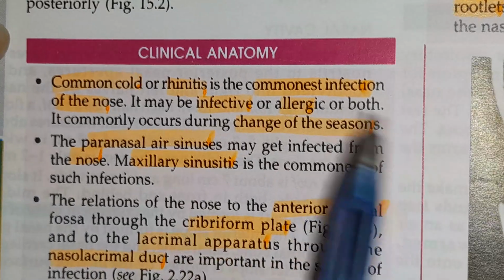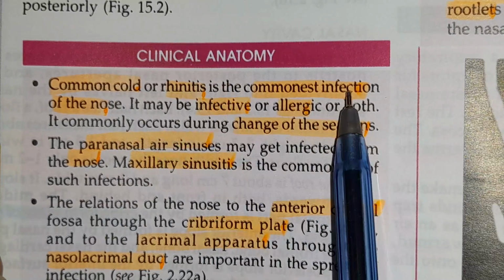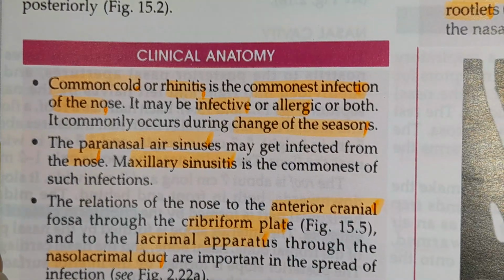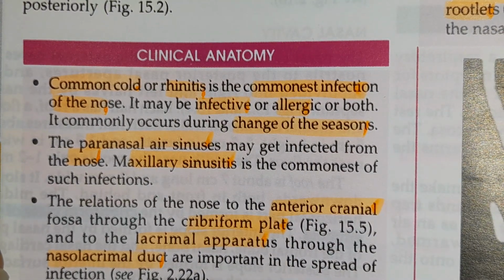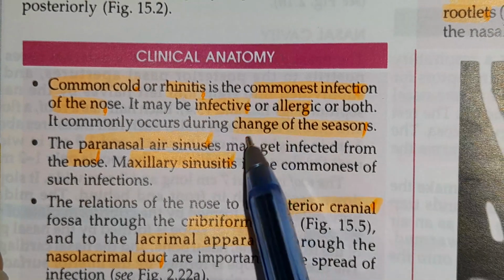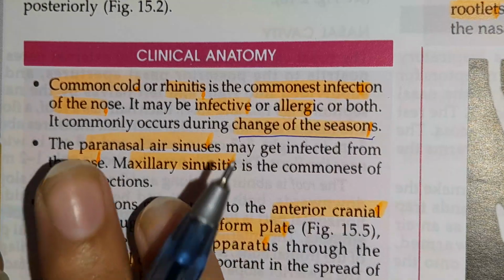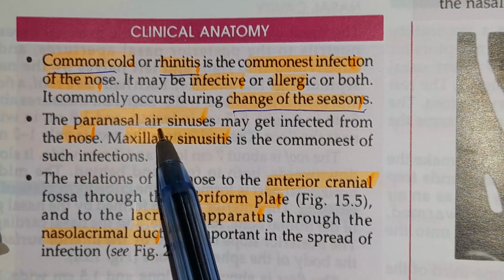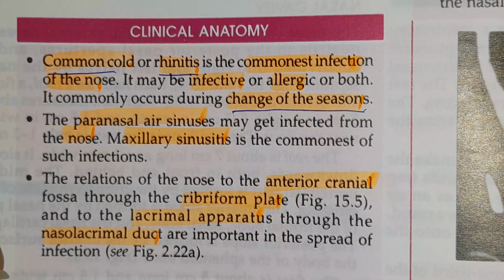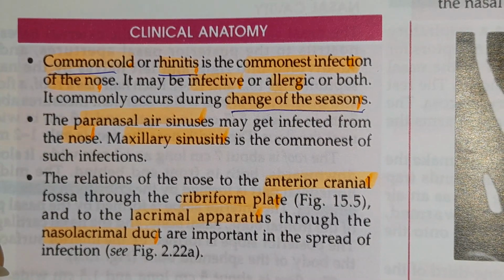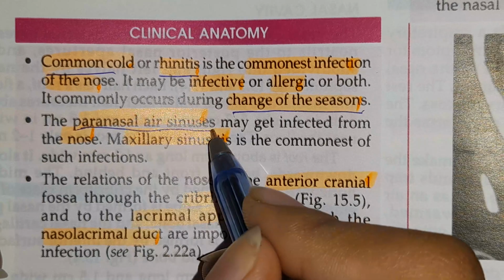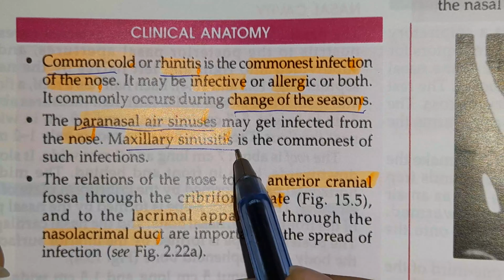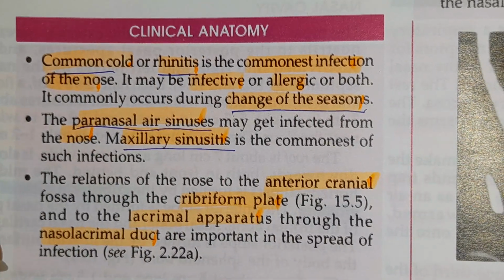Now we will look at clinical anatomy. Common cold, or rhinitis, is the infection of the external nose. It may be infective, or allergic to things like pollen grains, etc. An infection can also take place, like a bacterial infection, and in the change of seasons it is most common. So this common cold has a clinical name, which is known as rhinitis. Remember that. Then we have the paranasal air sinuses: from the nose the spread of infection can go to the paranasal air sinuses, and the most common sinus affected is the maxillary sinus. So maxillary sinusitis is the commonest sinus infection.